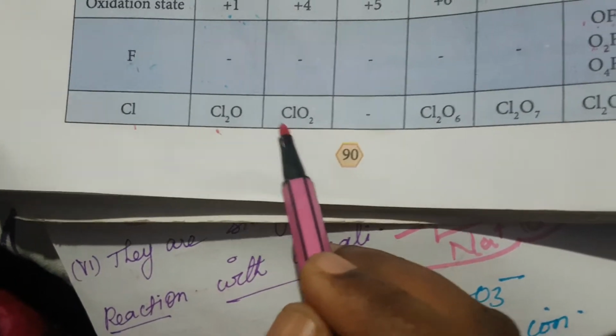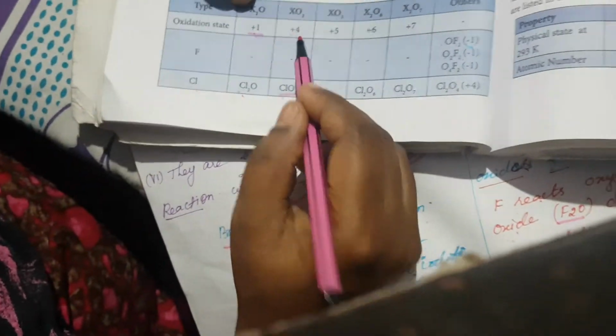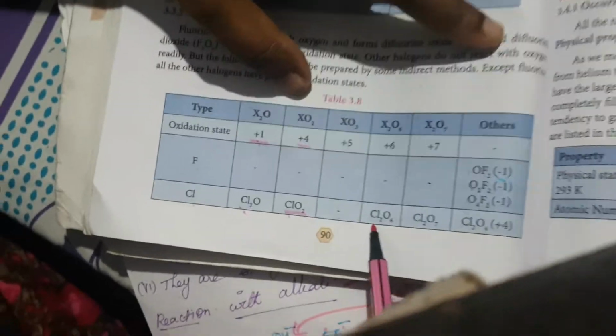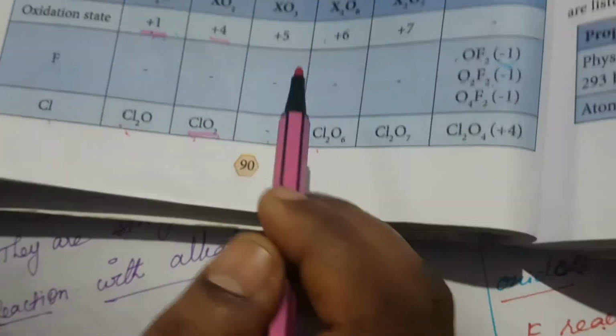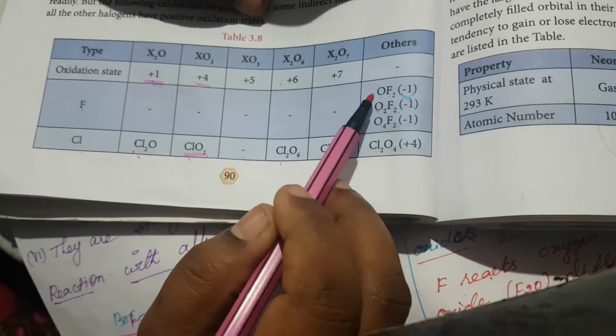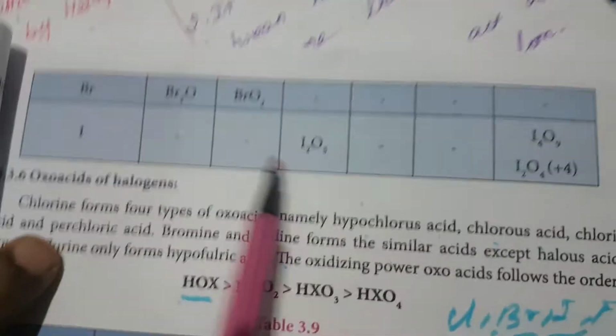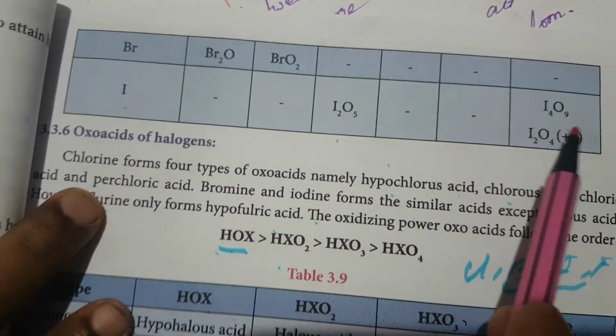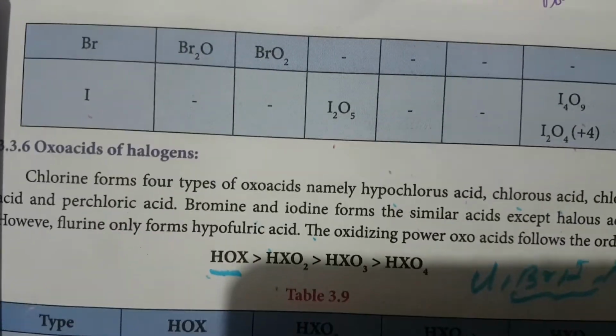Another one, chlorine. Here Cl2O is +1, ClO2 is +4, Cl2O6 is +6. So the oxidation number varies for the other halogen compounds, but fluorine is always -1. Bromine also has Br2O, and iodine has I2O5. So these are the different oxidation states.